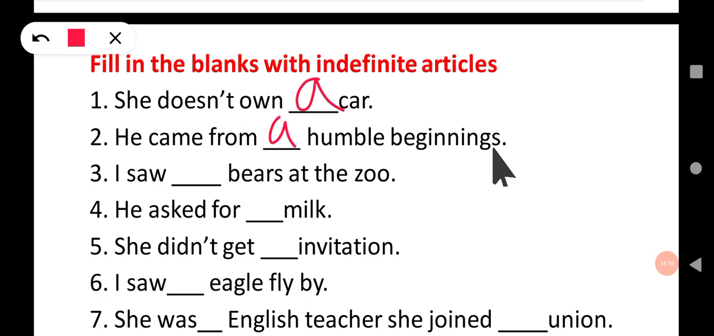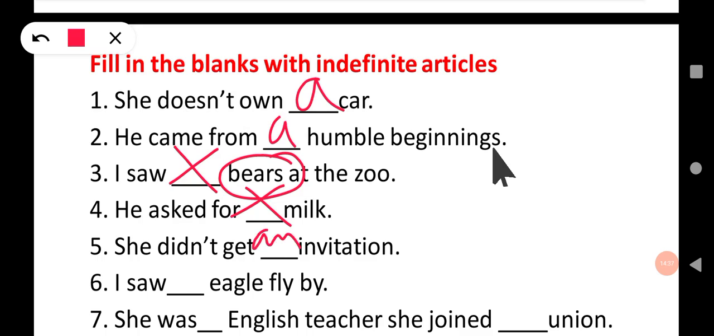Next, I saw dash bears at the zoo. A bears or an bears? Bears is plural. A and an are only used with the singulars. So here you don't need any article. He asked for dash milk. A milk and milk. What can you use? You cannot use any article with milk because that is not countable. She did not get what?